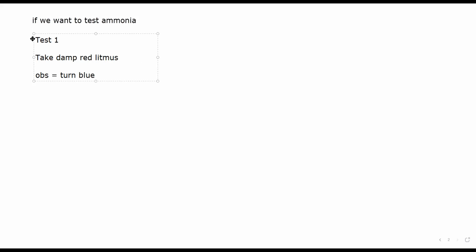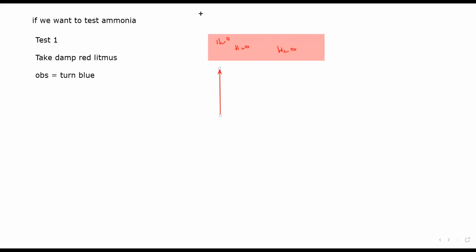This is one way. Basically, why does damp red litmus turn blue? Originally the litmus paper is red in color, and it is damp or moist, so water molecules are also there. When ammonia gas is released, for example from a chemical reaction, ammonia is lighter, so as it rises, what happens?